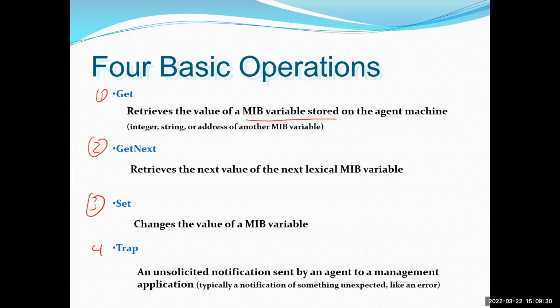It retrieves the value of a MIB variable stored on the agent. Then we have get next, which retrieves the value of the next lexical MIB variable. If you want to think of this as the snmpwalk, the snmpwalk needs an efficient way of gathering all the variables. So it retrieves the value of the next lexical MIB. Think of it as, instead of doing an inefficient for loop of gets, you have a process that's a little bit more efficient for moving around.